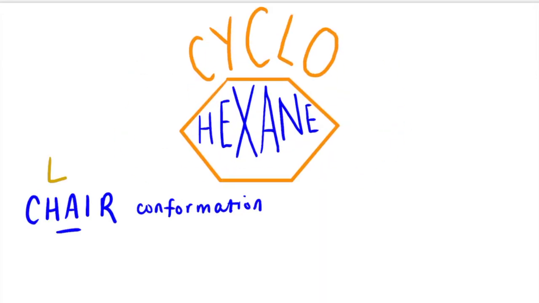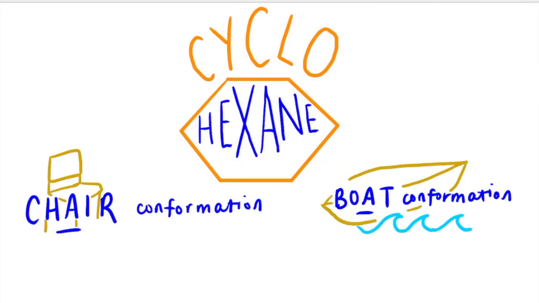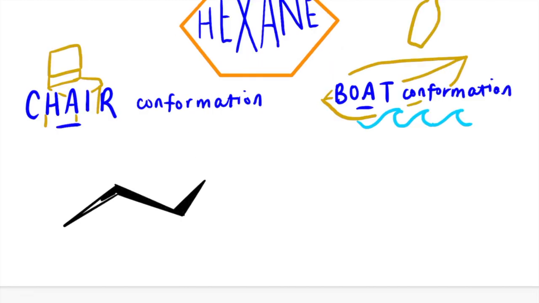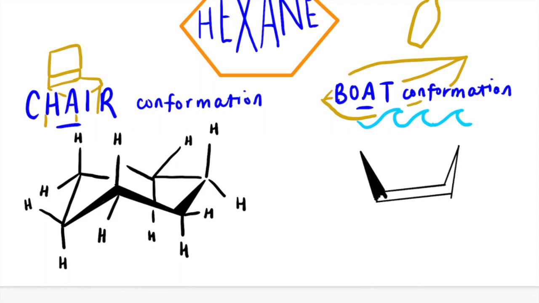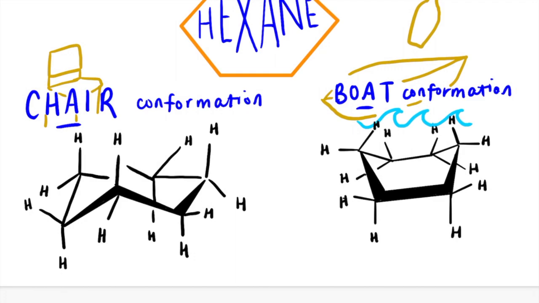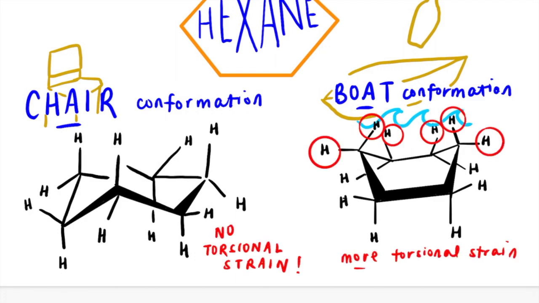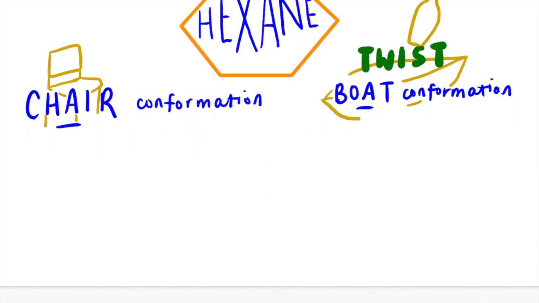Cyclohexane can adopt many formations. The most common are the boat and chair conformations. The most significant difference between the two is seen when comparing torsional strain. The boat conformation experiences a surplus of steric interactions called flagpole interactions, making it less stable than the chair conformation. The boat can alleviate some of the strain by forming a twist boat conformation.